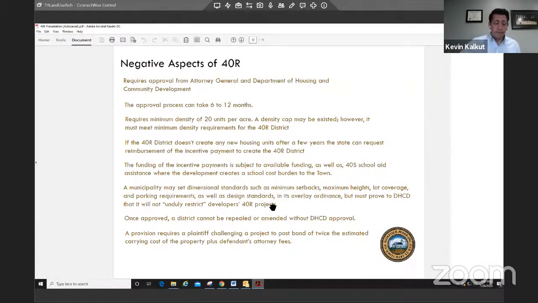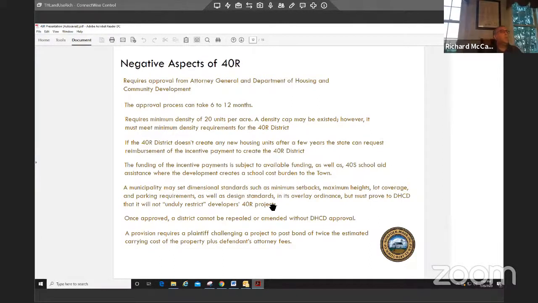Thanks, Rich. Sure. And then on the other side of things, relative to some of the negative aspects, I think some towns would consider the fact that there's another layer of bureaucracy, that it does have to go through the Department of Housing and Community Development as well as the Attorney General for the approval process. Oftentimes that may be seen as a potential negative.